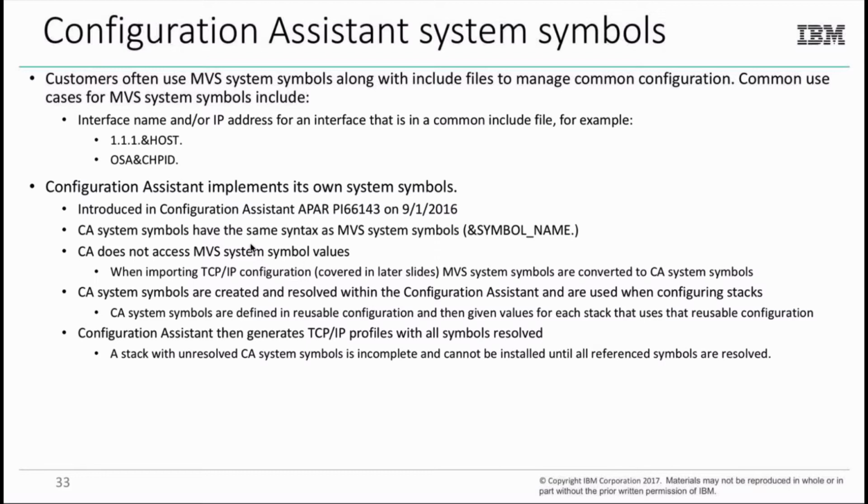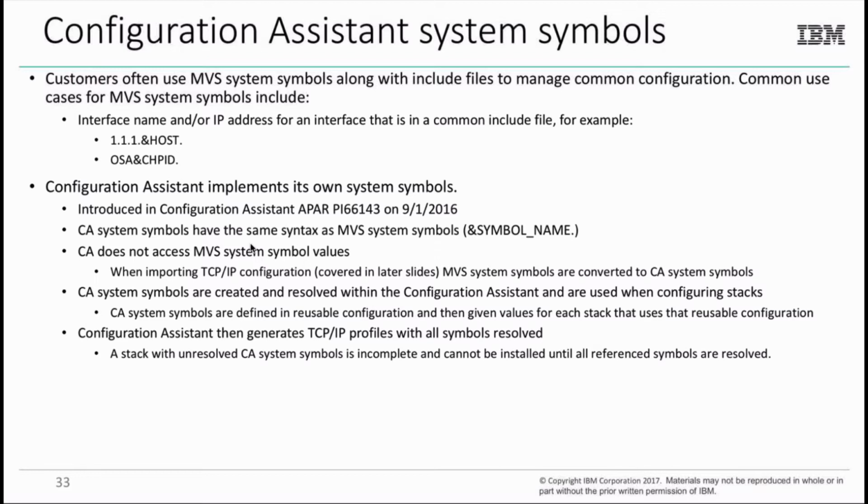So the first thing I talk about is system symbols. System symbols, I'm sure customers are familiar with them. Customers often use MVS system symbols along with include files to manage common configuration. Common use cases for system symbols generally include location-specific information like interface name or IP address that's in a common file, or names like that.